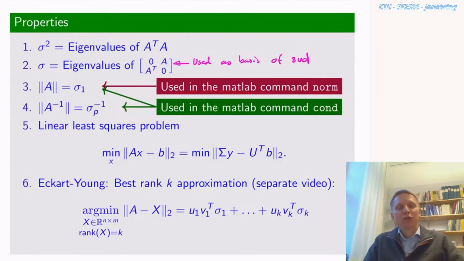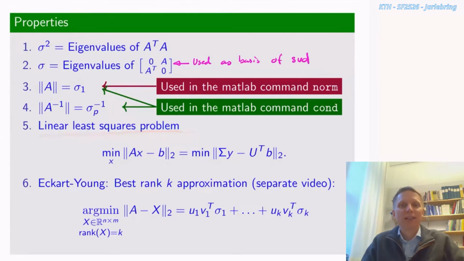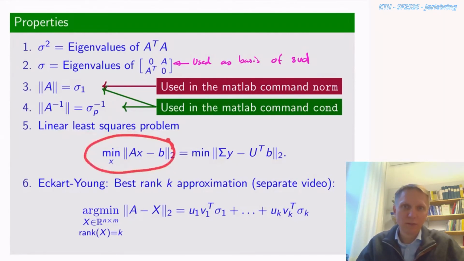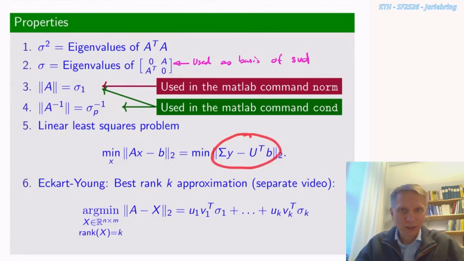Okay, and you can also use the singular value decomposition to compute the solution to a linear least squares problem. We already saw how the QR factorization can be used to solve a linear least squares problem, but you can also use the SVD. On the left-hand side, you have the linear least squares problem, and on the right here, you have also a linear least squares problem, but involving diagonal matrices. So the sigma matrix is diagonal, so that allows us to solve the system on the right hand side directly.